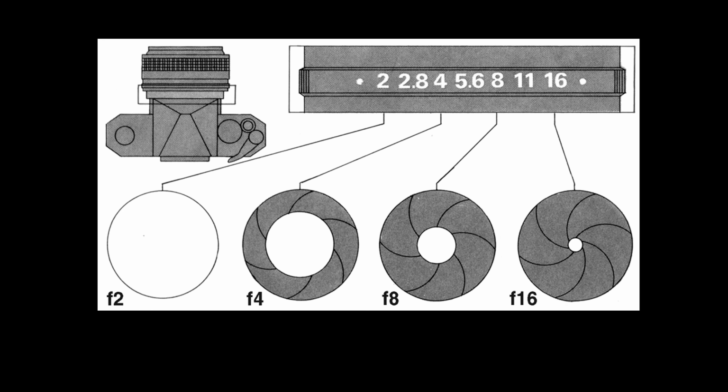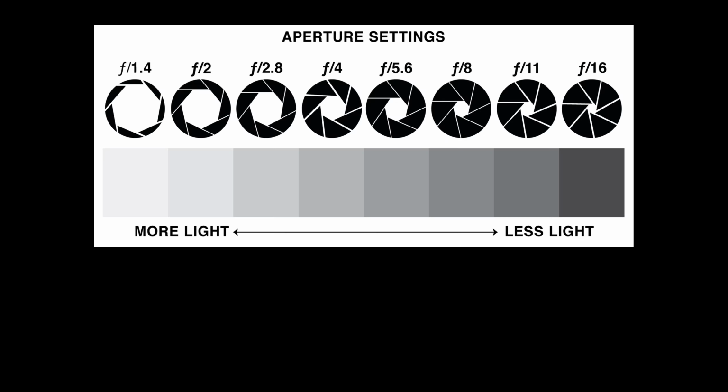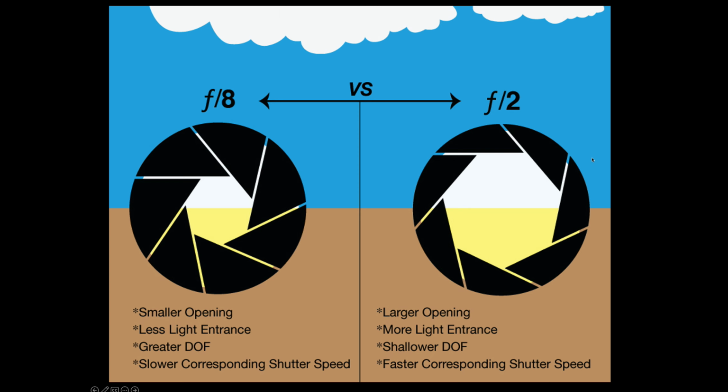Here we can see a camera that has an aperture that ranges from f2 through 16. The aperture at f2 is open wide. At 16, there's very little opening for light entering. At 1.4, more light is entering through the camera. At f16, the aperture is quite small and there is less light.